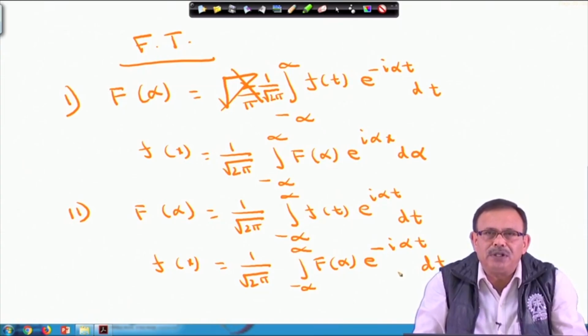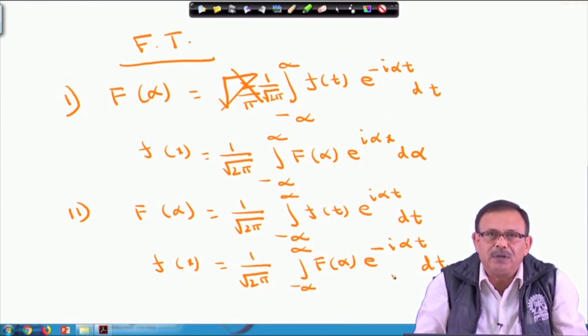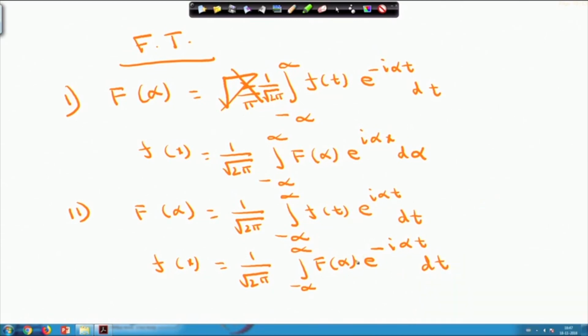So, if a function f(x) is defined from minus infinity to infinity, the Fourier transform of that function can be written as 1 by root over twice pi, integral from minus infinity to infinity of f(t) into e to the power minus i alpha t dt, whereas f(x) will be 1 by root 2 pi, integral from minus infinity to infinity of F of alpha into e to the power i alpha x d alpha, and F of alpha will be 1 by root 2 pi, integral from minus infinity to infinity of f(t) e to the power i alpha t dt, whereas f(x) will be equal to 1 by root 2 pi, integral from minus infinity to infinity of F of alpha e to the power minus i alpha x into d alpha. This is not dt, but it will be d alpha.